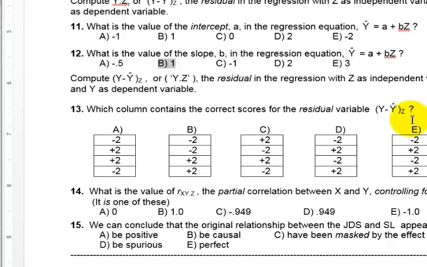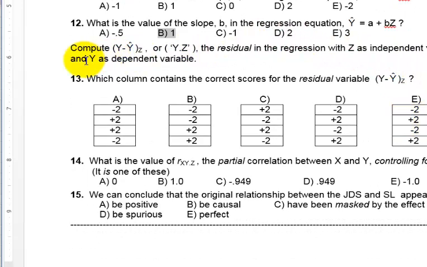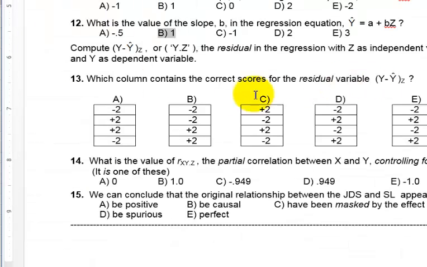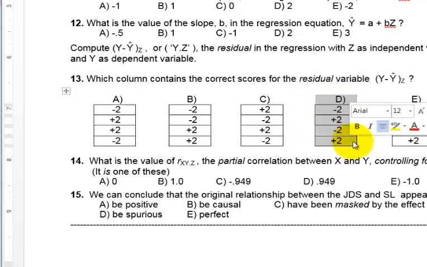So it looks like you're going to do a different one. For number 13, the residual in the regression of Z as the IV and Y as the DV. So again, we're just going to look at the residual tables. They're right here. So it's -2, +2, -2, +2. Switch back to this. -2, +2, -2, +2. So it looks like this one. That looks like the right answer.